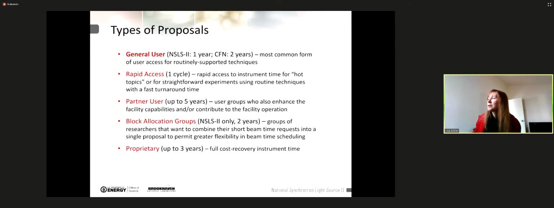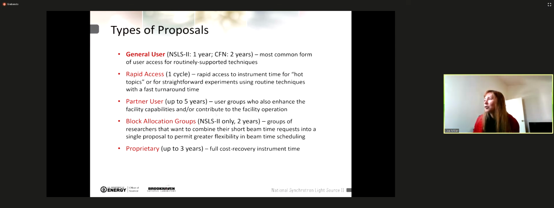We also have a proposal called a block allocation group. This is something only at NSLS2, and they're good for 2 years. This is for groups of researchers that want to combine a short beam time request into a single proposal to permit greater flexibility. So the primary use of what we call BAG proposals, or block allocation proposals, is our protein crystallographers. They come together as a team, perhaps from a single university or a single medical school where they might have 5 or 6 crystallographers, but everybody only needs a little bit of time and nobody knows exactly when their crystals are going to be ready.